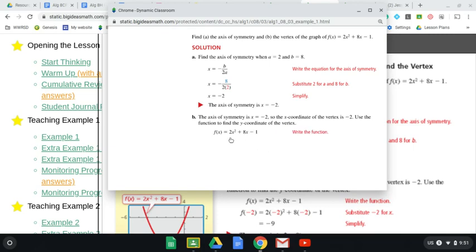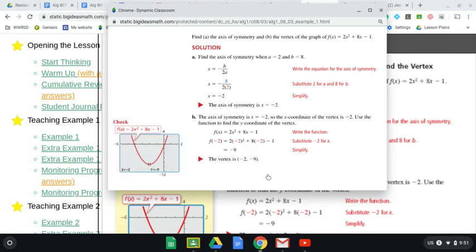So first we're going to start with our function, and then let's plug in negative 2 for each of the x's. Remember to follow the order of operations here. We're going to start with the exponent. So negative 2 squared is positive 4, times 2 is 8. Then 8 times negative 2 is negative 16, and then minus 1, we get negative 9. This negative 9 is the y-coordinate of the vertex. So now I can write the vertex as an ordered pair, negative 2 coming from the first part of our problem, and negative 9 coming from the second part of our problem.